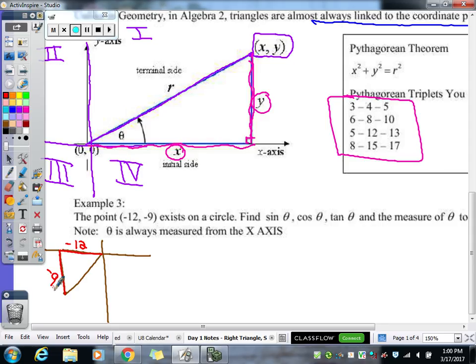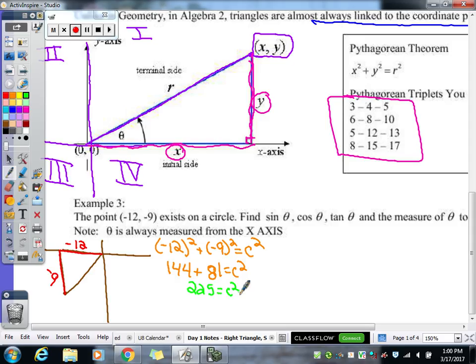So before I can do anything else, first thing I need to do is find the missing side of my triangle. So a squared plus b squared is going to equal my c squared, our Pythagorean theorem. So 12 squared gives us 144. 9 squared gives us 81. 144 plus 81, 225. But that equals our c squared.